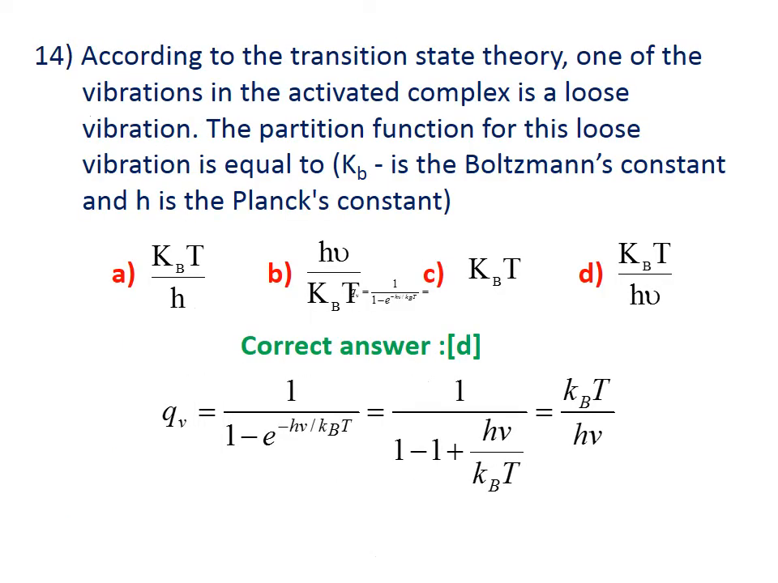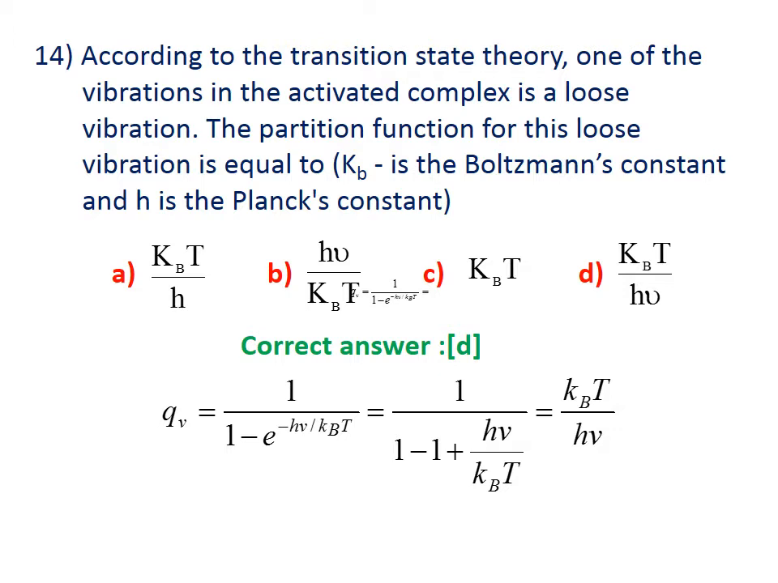Option D is 14. According to the transition state theory, one of the vibrations in the activated complex is a loose vibration, and the partition function for this loose vibration is equal to Kb by T divided by H nu, where Kb is the Boltzmann constant and H is the Planck's constant. Here the correct answer is D.